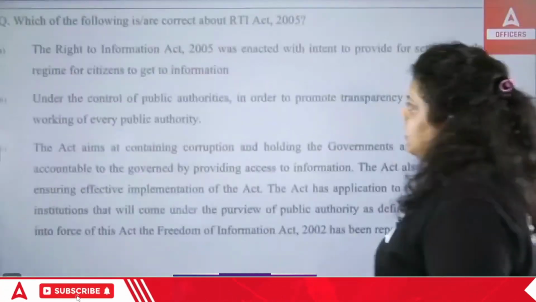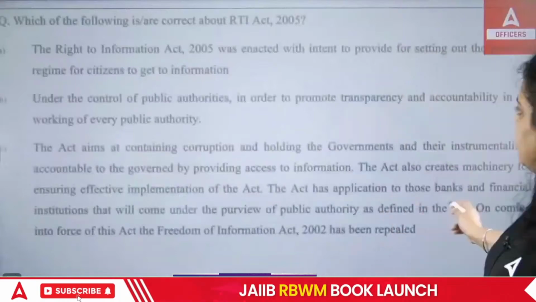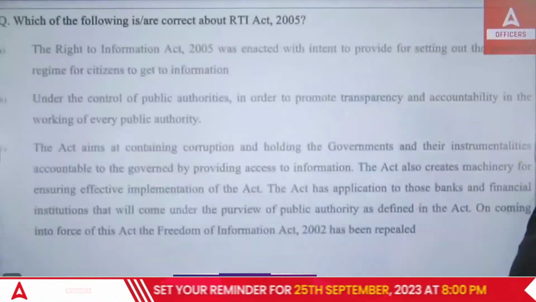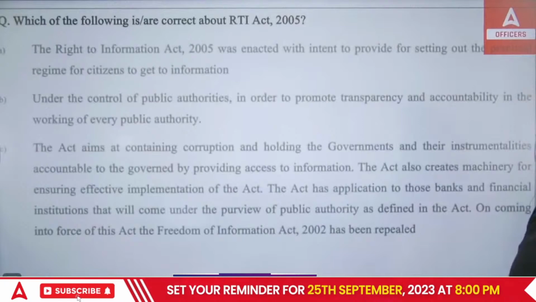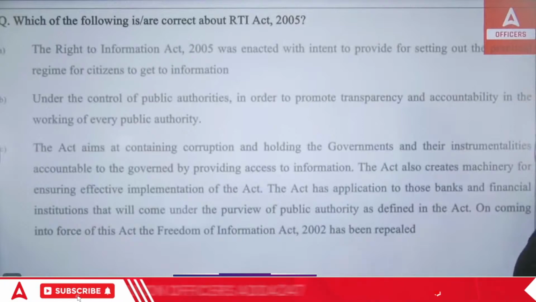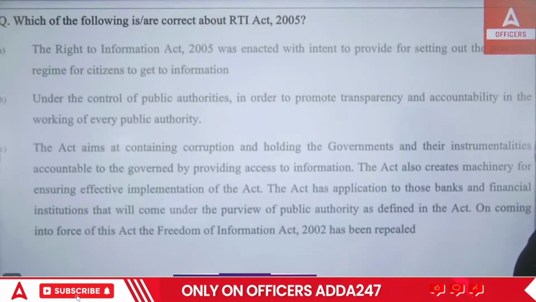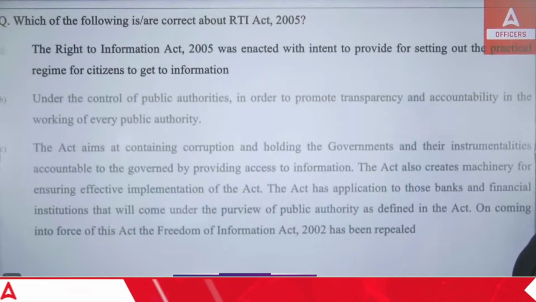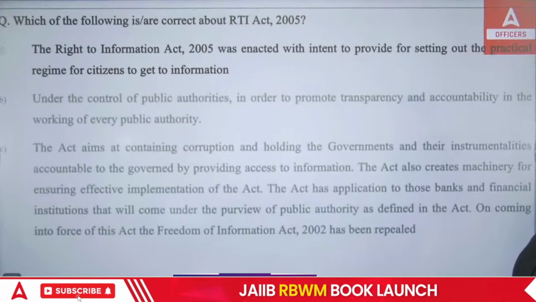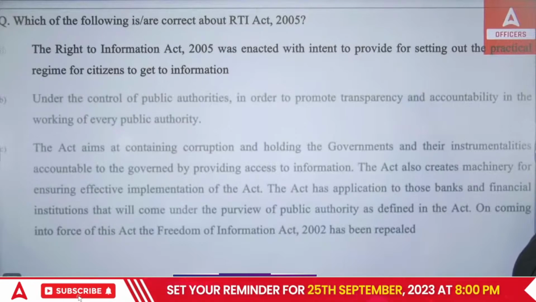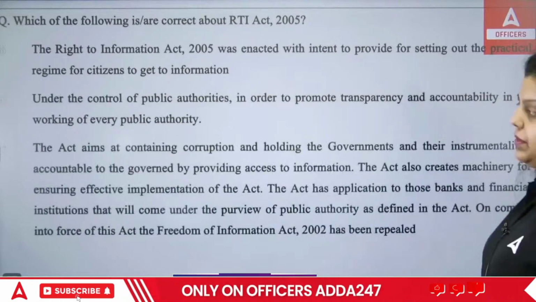Okay, so this is what we're talking about here. Which of the following is correct about the RTI Act 2005? You have to answer this. First, the Right to Information Act 2005 was enacted with the intent to provide for setting out the practical regime for citizens to get information. Second, under the control of public authorities, in order to promote transparency and accountability in the working of every public authority.